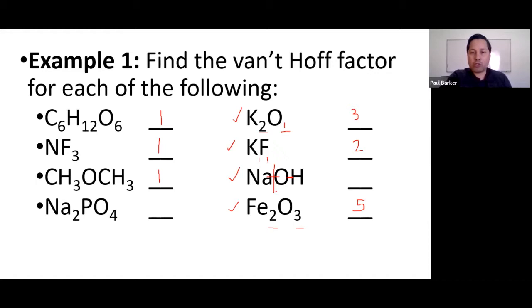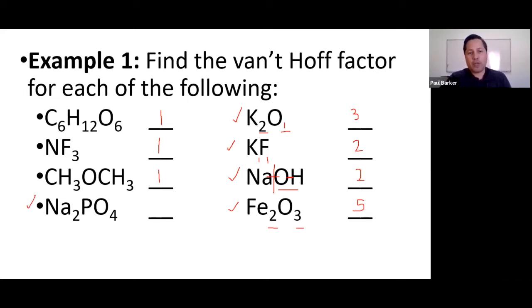The O and the H will stay together. So therefore, if I ask you what's the Van Hoff factor, there's only 2 pieces, the Na and the OH. So the answer for the Van Hoff factor would be 2. Lastly, let's take a look at sodium phosphate here on the bottom left side.